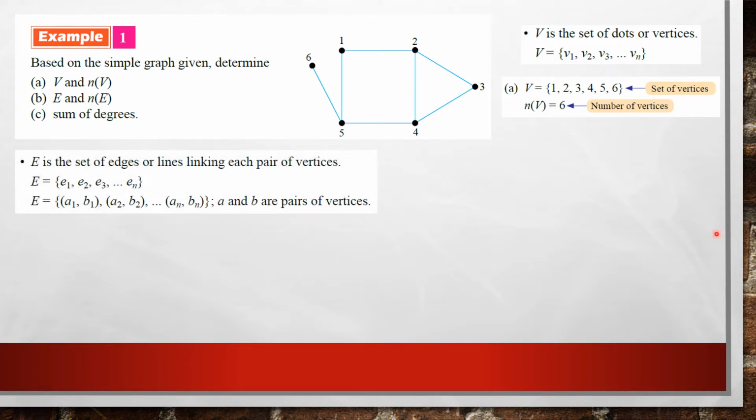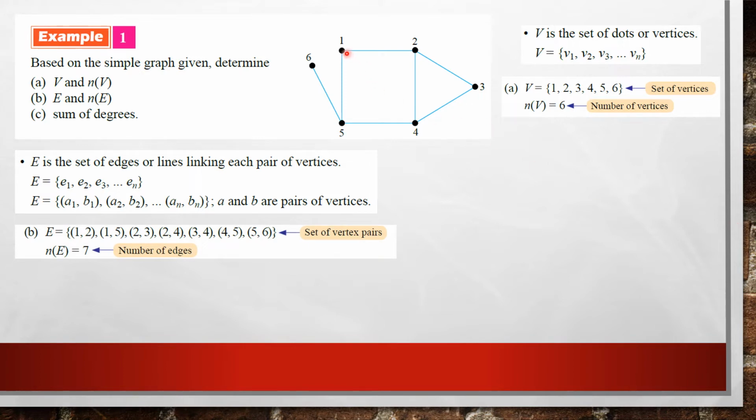Part B is E. What is E? E is the set of edges or lines linking each pair of vertices. So how do you write E? If there's a name for that line, you can just write down E1, E2, E3 until En, or in this diagram, you can write 1, 2; 2, 3, the label of the line, from the start to the end.